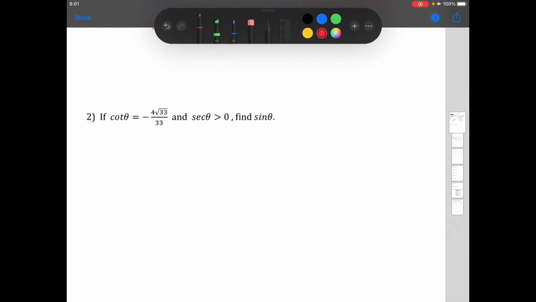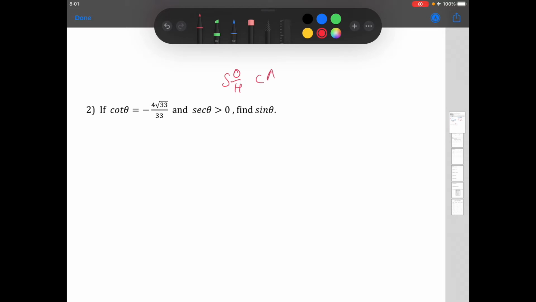Okay, let's try number 2. It says if cotangent of theta is this ratio. What's the ratio for cotangent? Again, going back to your SOHCAHTOA, I'm going to rewrite it here. Cotangent is the inverse of tangent, or reciprocal of tangent, I would say. So if tangent is opposite over adjacent, cotangent is adjacent over opposite. So this is adjacent, this is opposite.